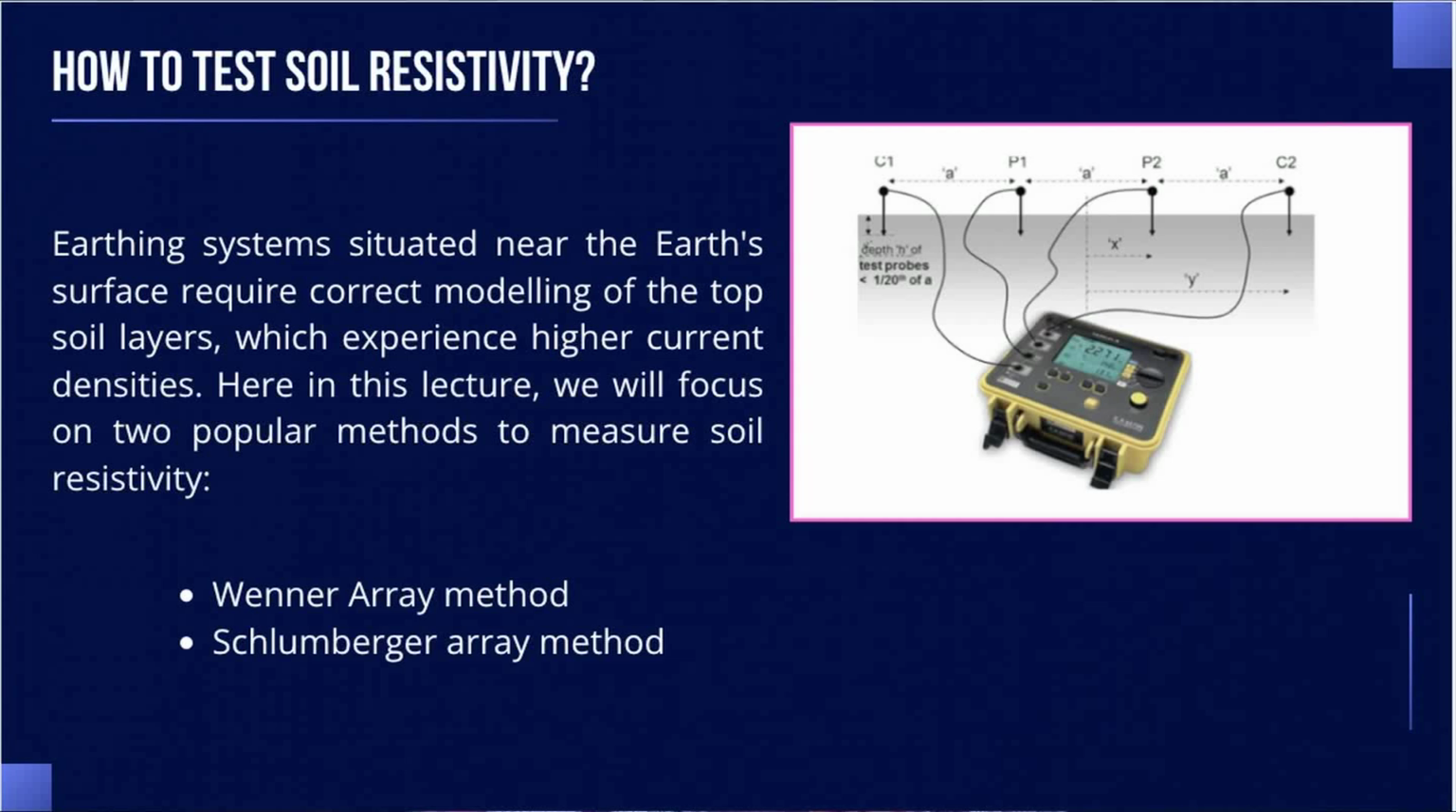Here in this lecture, we'll focus on two popular methods to measure soil resistivity: Wenner's array method and Schlumberger's array method. We'll discuss Wenner's array method, which is also known as the 4-electrode method, in detail. We'll also do a comparative study between Wenner's method and Schlumberger's method. Also, we'll discuss the merits and demerits of this method in this lecture. So, let's go to Wenner's array method.